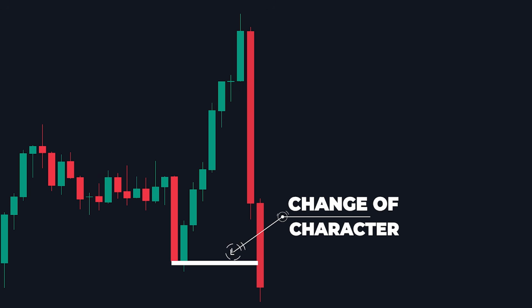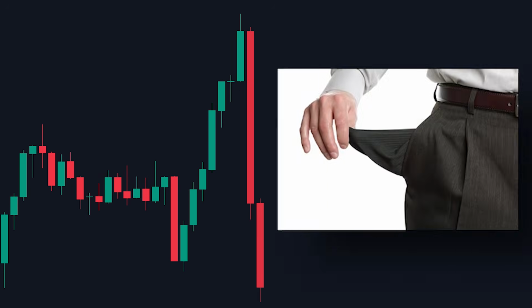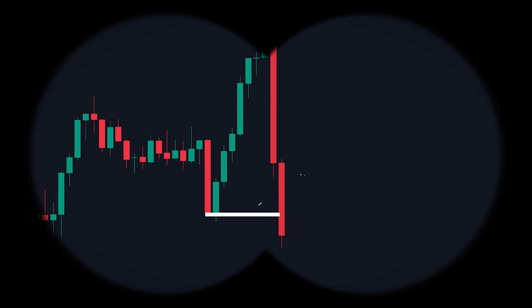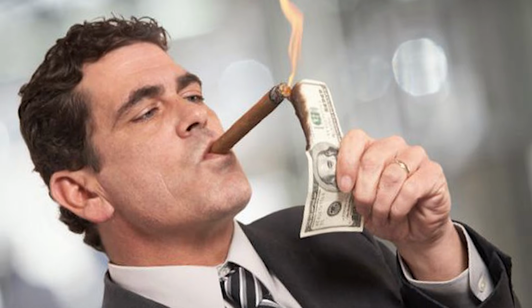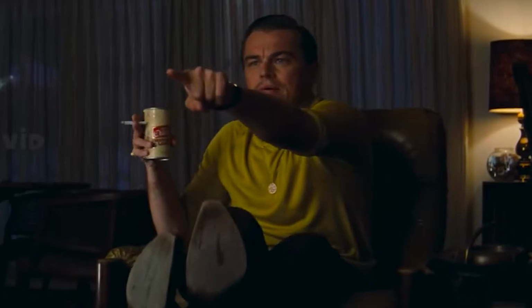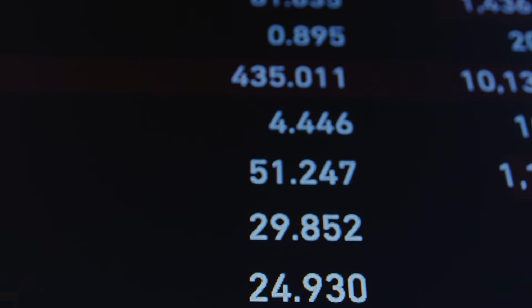The change of character is where most retail traders lose their money because they don't understand the difference between valid and invalid signals. Let me show you exactly how to identify legitimate change of character patterns like institutional traders do. To identify a valid change of character, as usual, you first need to determine the general market direction. Are we in an uptrend or downtrend?